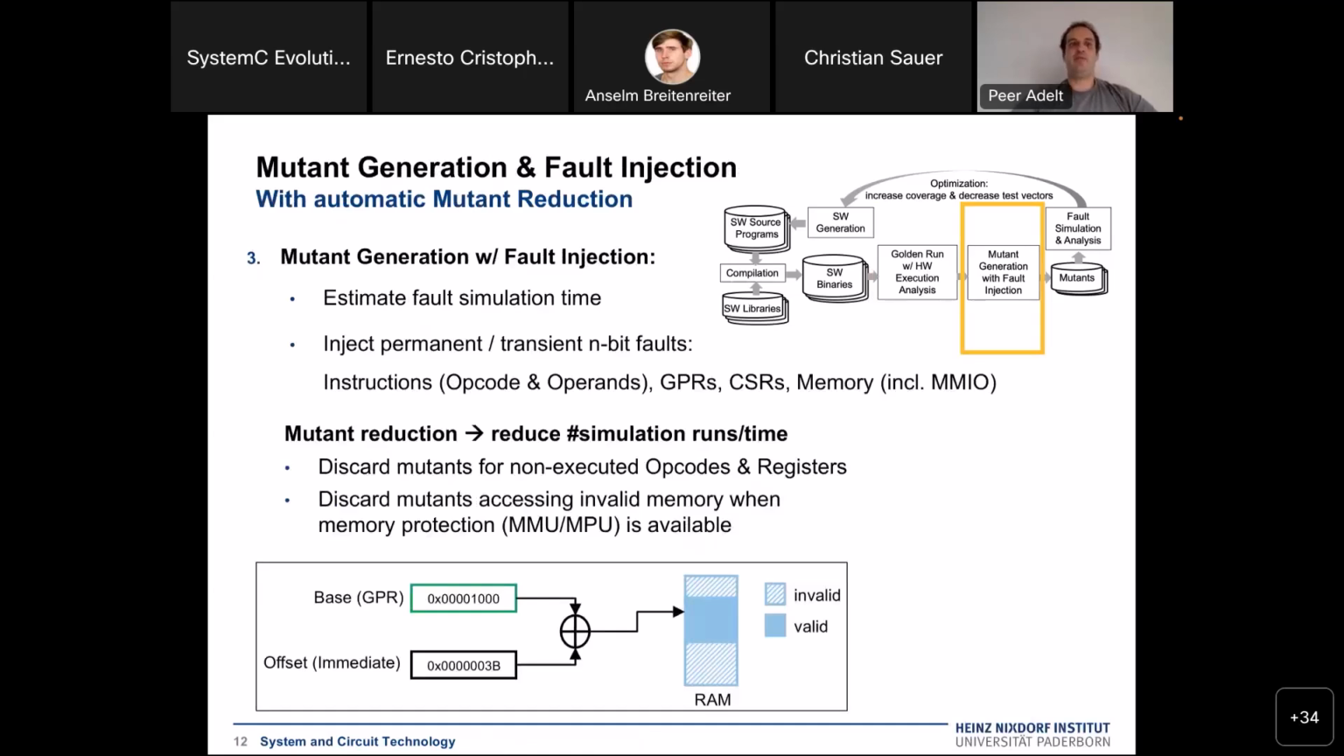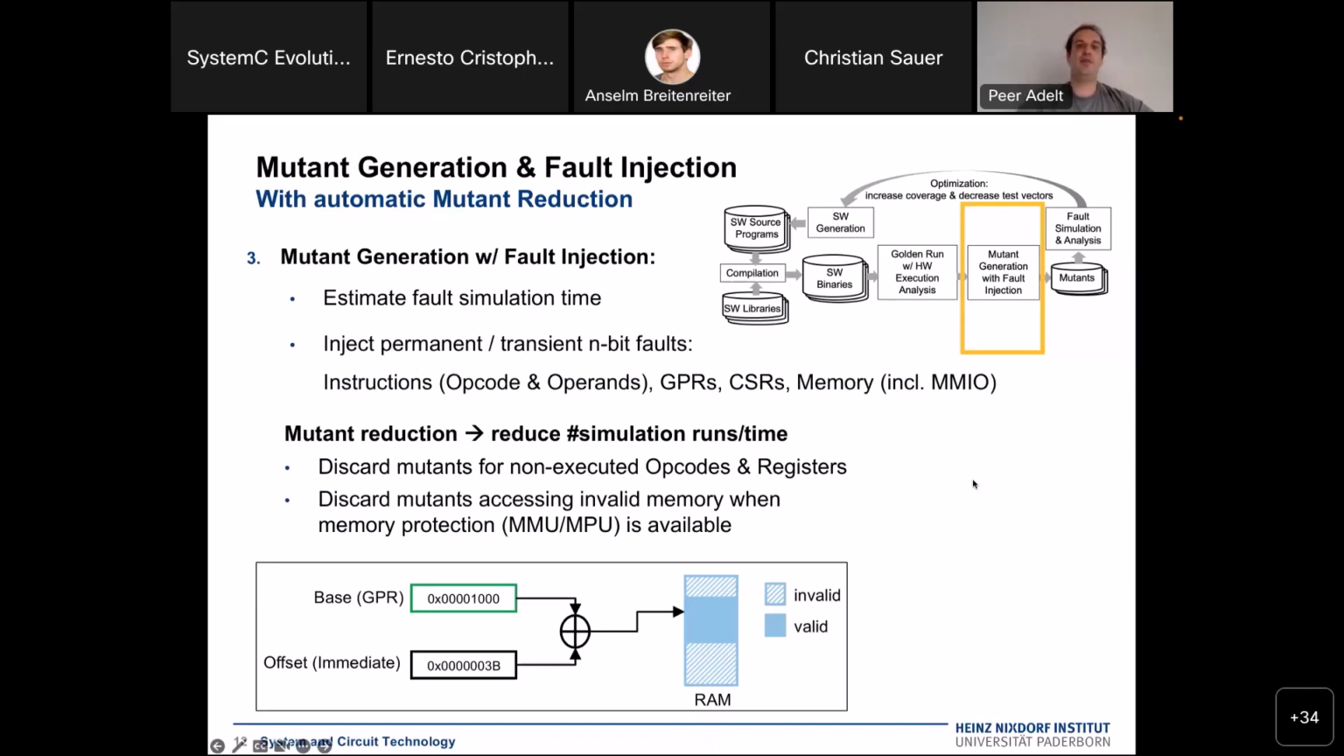In the third step, we use the information from the golden run hardware execution analysis to then derive the faults that we want to inject. So we can also use it to determine already how many faults we want to simulate, and this is then how we can also estimate our fault simulation time. And yeah, the main bit is here at this point.